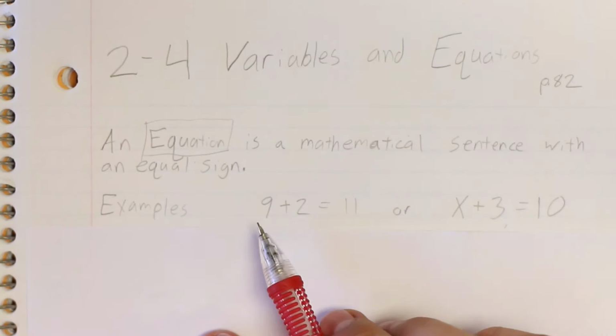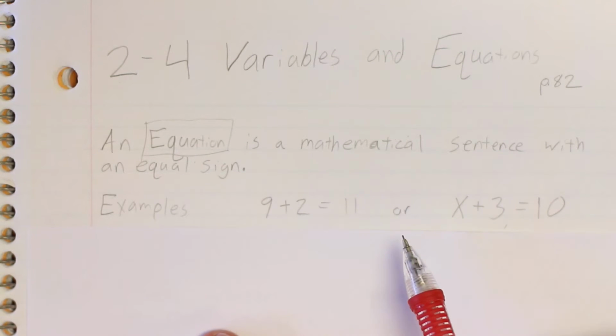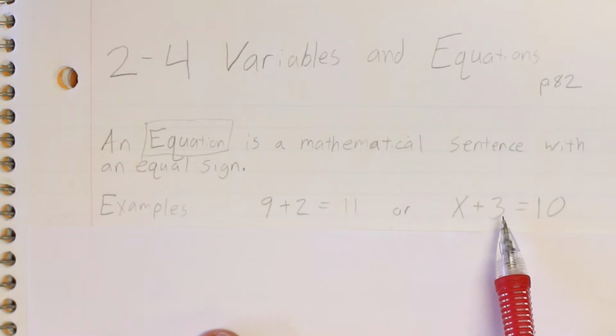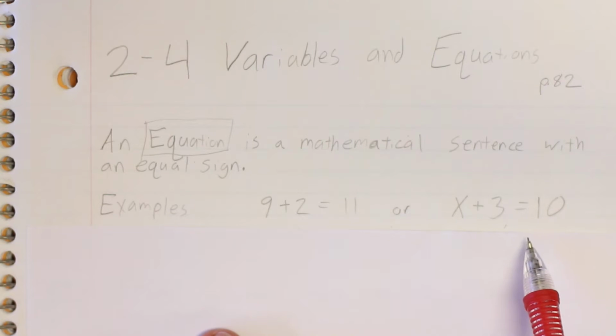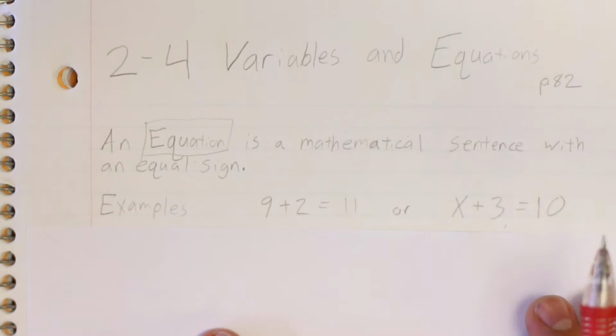Examples include 9 plus 2 is equal to 11, or x plus 3 is equal to 10. So equations can be just all numbers, or they can include variables.